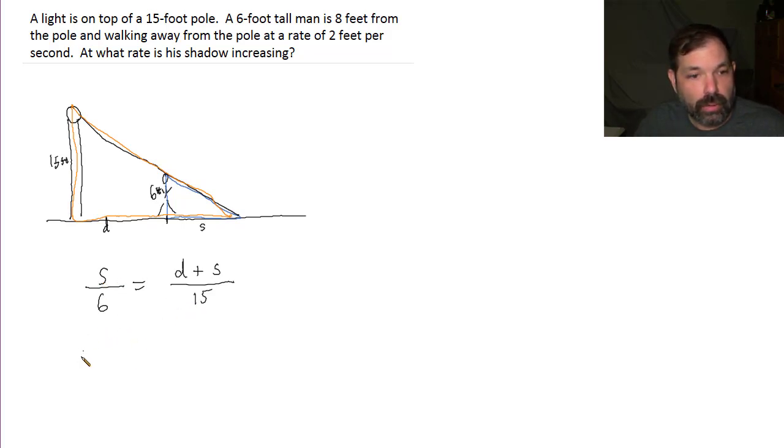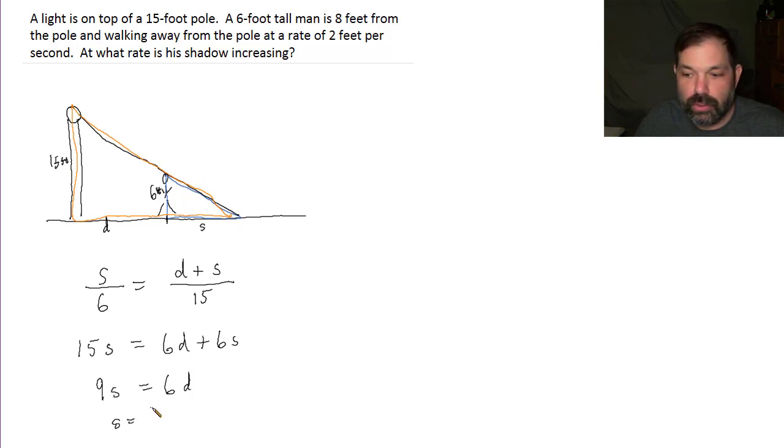So then 15S is equal to 6D plus 6S, which means that 9S is equal to 6D, or, dividing through by 9, S is equal to 2/3 D. So in this case, we were able to easily solve for S explicitly. So now, if we go back to this, what do we know?